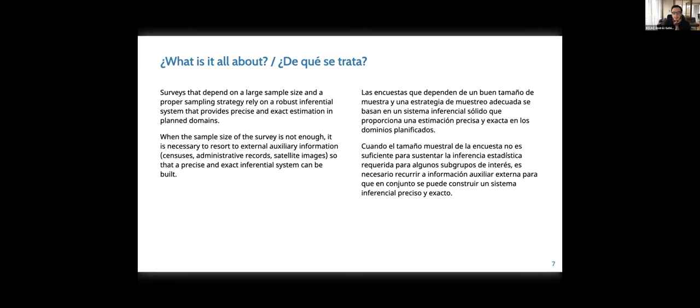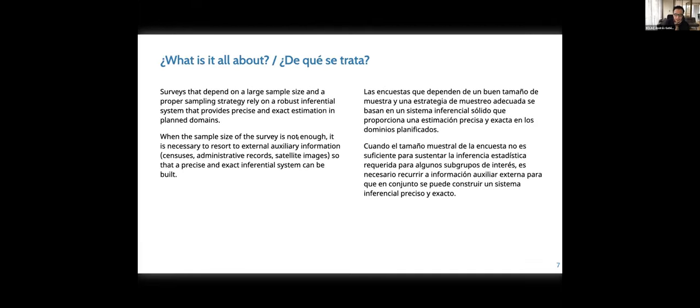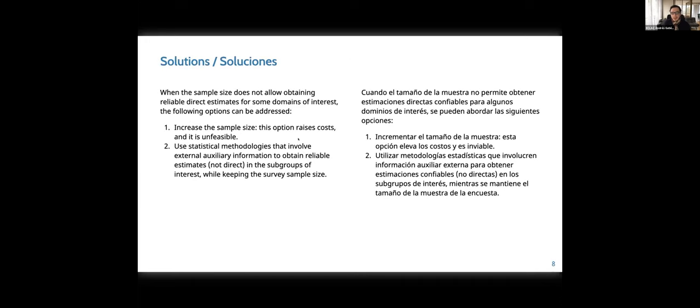As you know, surveys depend on large sample sizes in order to perform well. I mean, large in general. And if you have, for example, a good sampling design and a proper estimator, that is called a sampling strategy, you will find that your inferential system will be exact and precise if you have a proper sample size. However, when you take a look at the subpopulations, you will find that on many occasions the sample size is not enough in order to obtain proper statistics.